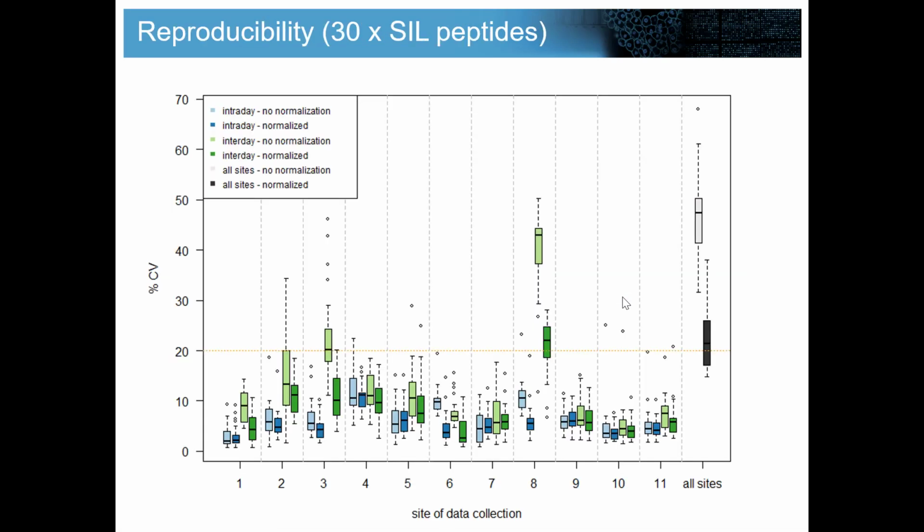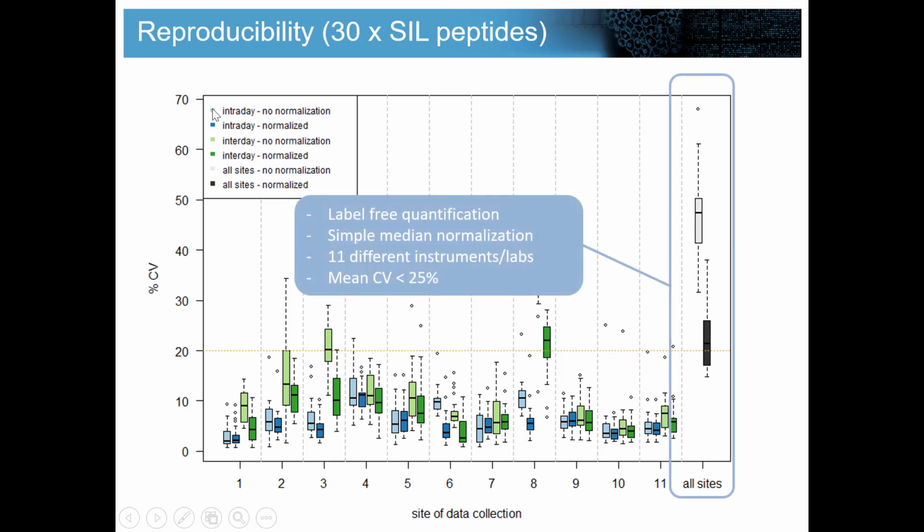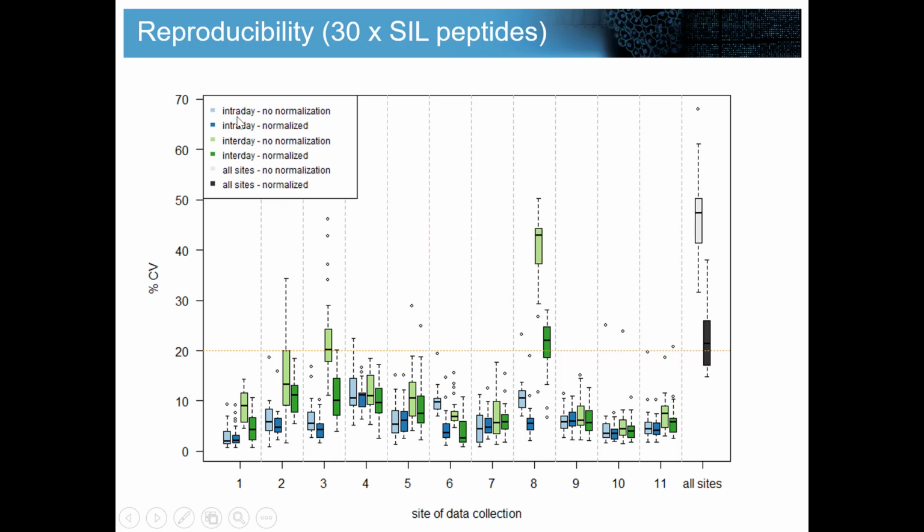What about reproducibility? So this is the coefficient of variation, and again you have on the x-axis these 11 different sites, and the different colors indicate whether this is within 1 day. Blue is within 1 day, and light blue is not normalized, dark blue is normalized, and green is across the week. So you can see that the across-the-week coefficient of variation is generally a little bit higher than within day, but we can usually normalize away most of this variance using just a simple median normalization.